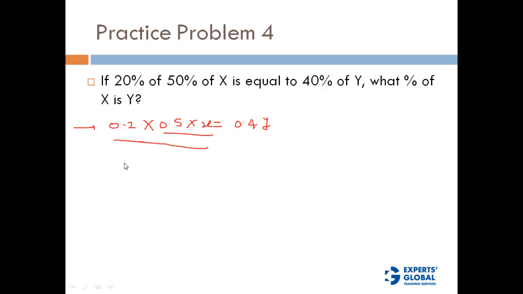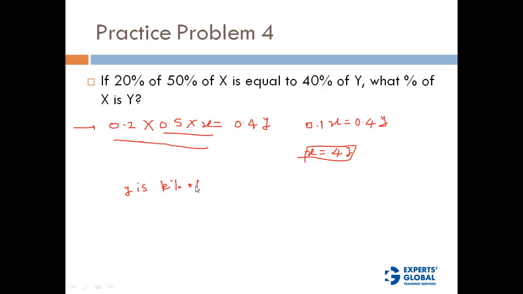So let's simplify this. 0.2 into 0.5 is going to be 0.1. 0.1 of x is equal to 0.4 of y. That means x is equal to 4y. Pretty basic. x is equal to 4y. Okay. Now what is the question? What percent of x is y?